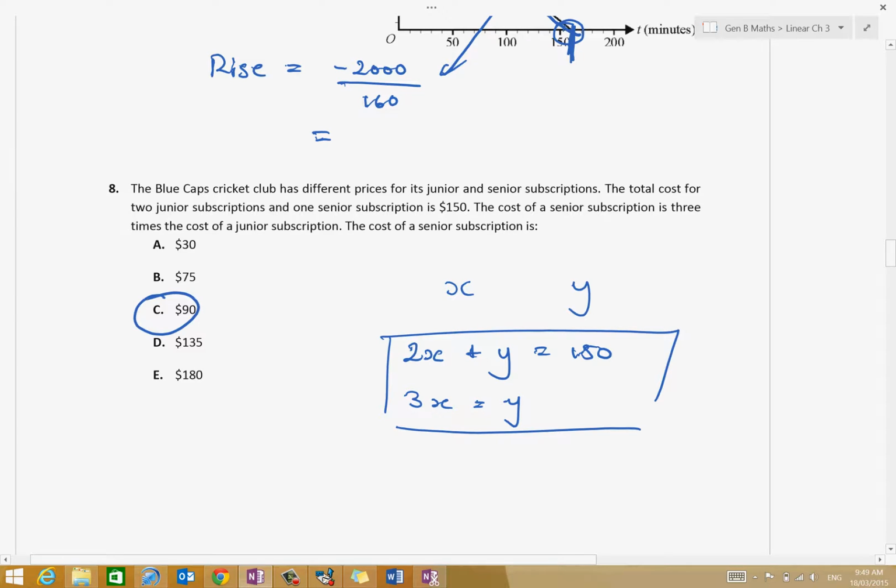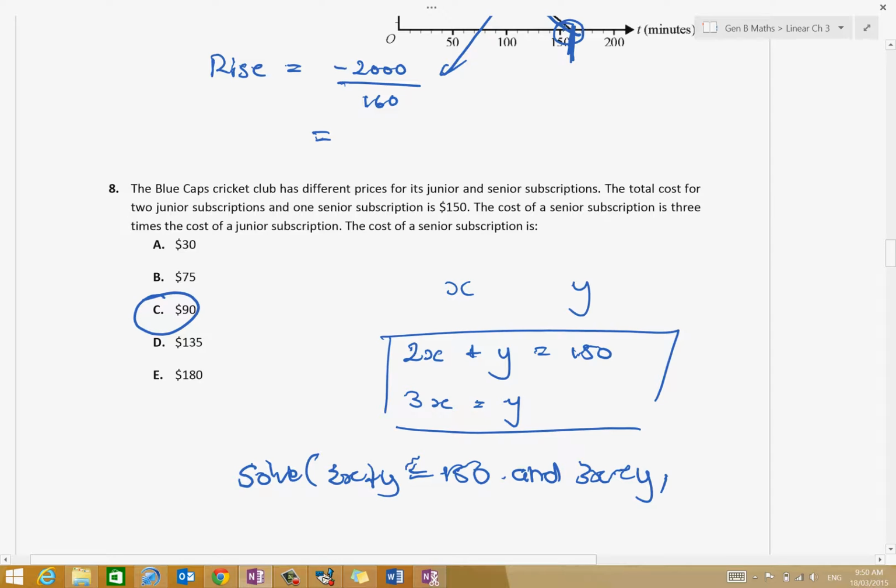You could do solve system of linear equations. Or you could actually do the solve function and then have a space between the two functions and you can write "and". You can write this in your calculator. You can write solve 2x plus y equals 150, space, and then type in "and", space, 3x is equal to y.